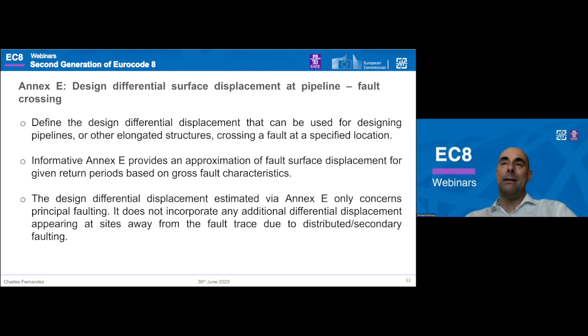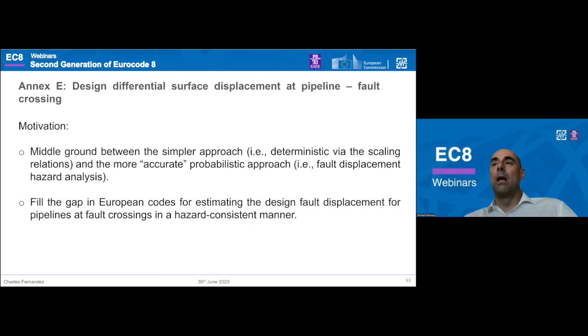The NXE is an instrument to derive the surface displacements at the pipeline along fault crossing. And this informative annex can be used as an approximation. So it's not mentioned that it's exact, but it's a good estimation. And with NXE, we can really derive the required design differential displacements for the verification procedure that I showed before.